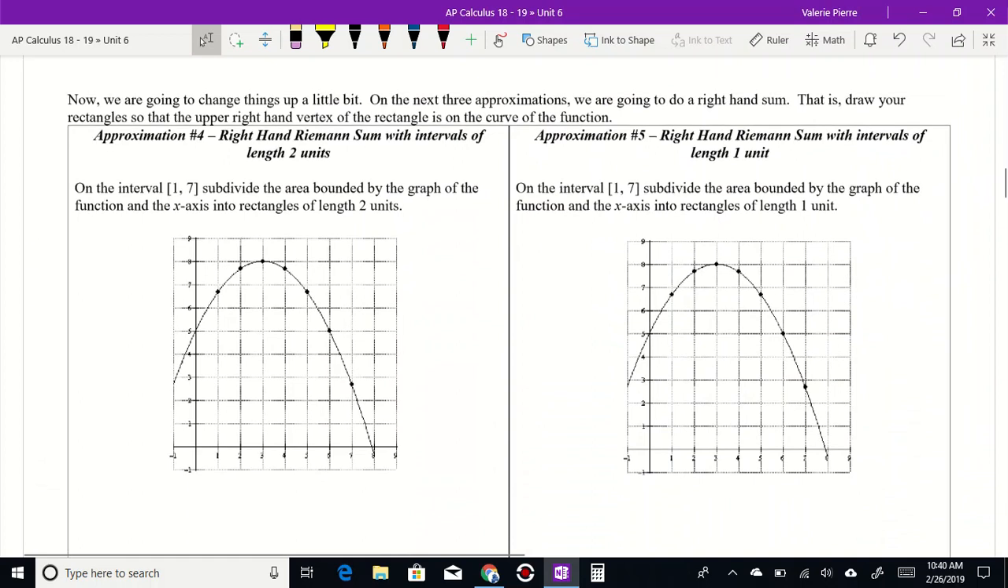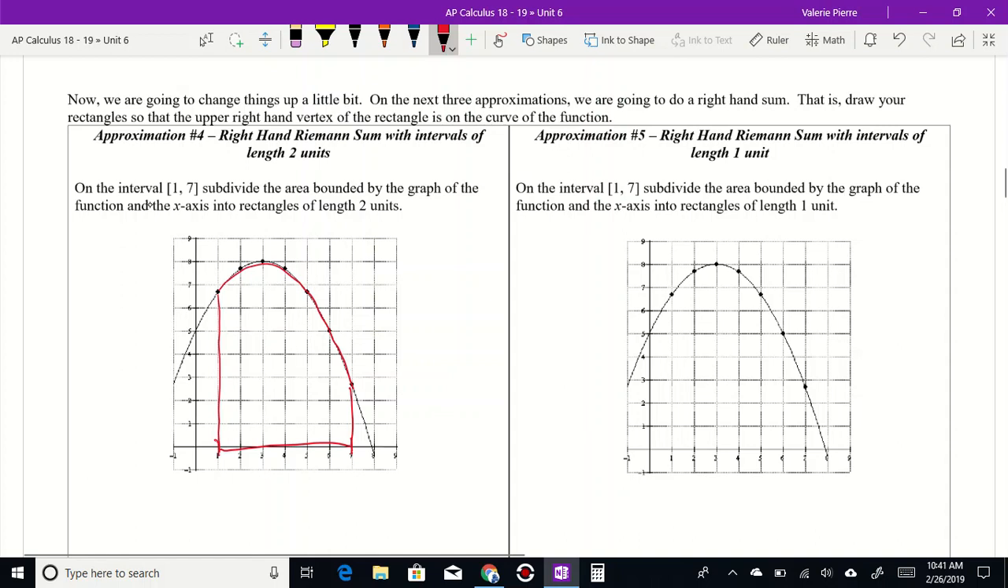Now we're going to change things up a bit. On our next 3 approximations, we're going to do a right-hand sum. That is, draw your rectangle so the upper right-hand vertex of the rectangle is on the curve of the function. So again, we're looking for the interval from 1 to 7 of the curve and the x-axis. So we're looking in this red area here, what the area would be.